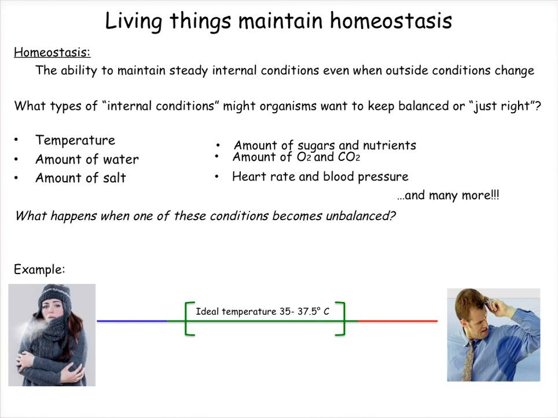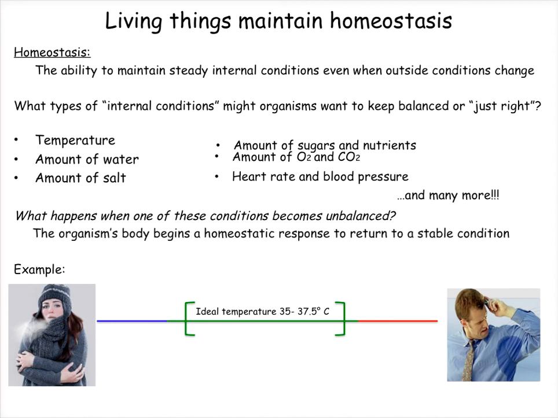All right, let's start by establishing that humans have an ideal internal temperature range under which they function effectively, between 35 and 37.5 degrees Celsius. If the temperature starts to fall below this range, then the organism will initiate a response to bring the temperature back up into a stable range. In this case, the response is shivering.